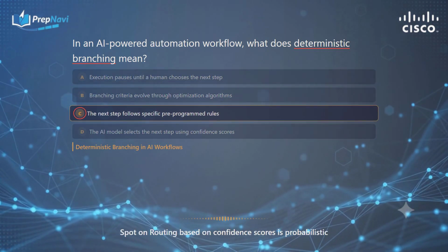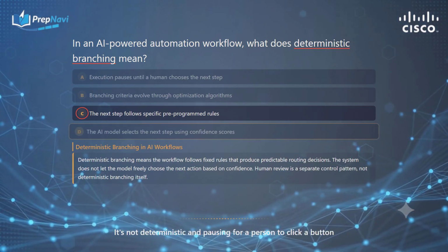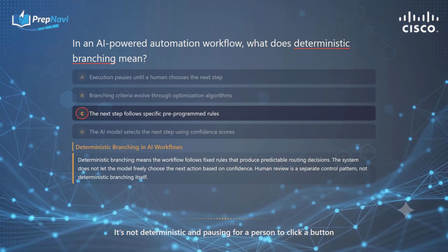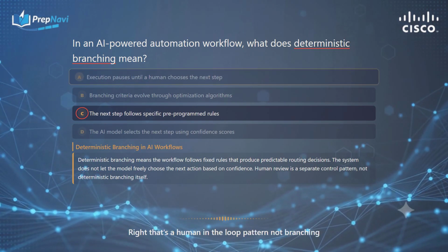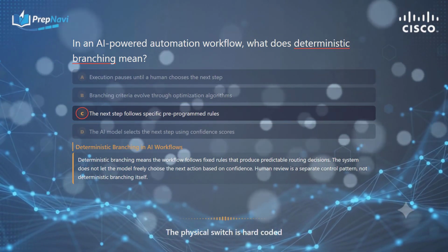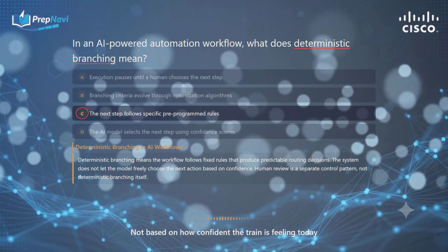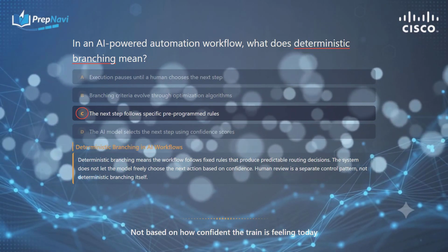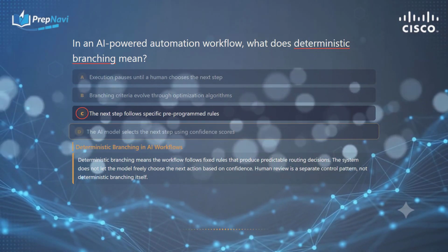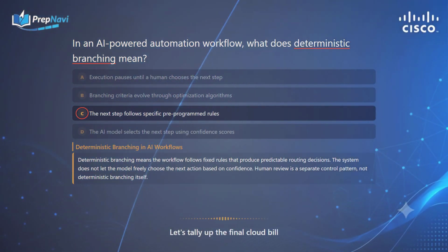Spot on. Routing based on confidence scores is probabilistic. It's not deterministic. And pausing for a person to click a button. Right. That's a human-in-the-loop pattern, not branching. Think of real-world train tracks. The physical switch is hard-coded. Yeah, it sends the train left or right based on mechanics, not based on how confident the train is feeling today. Love the train analogy. So now that our workflow is routed predictably, let's tally up the final cloud bill.